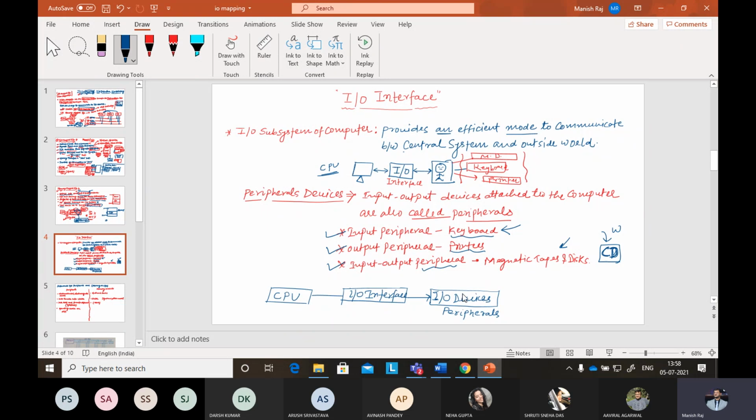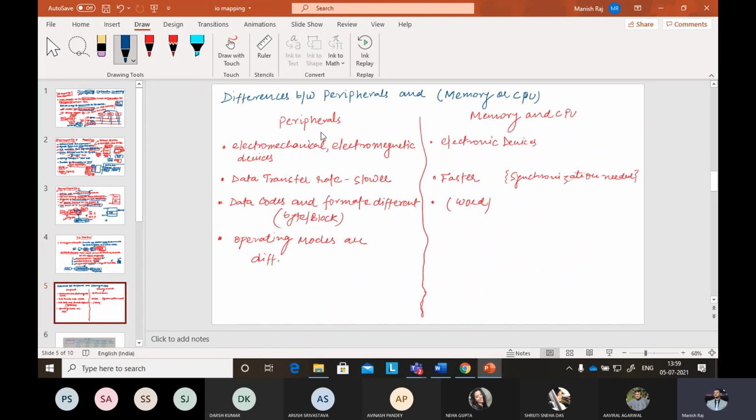We can't connect the input-output devices directly to the CPU. Some interface is needed between these things. So what does this interface mean, or what is the connection between them? First we will understand why we cannot connect the peripherals to the CPU.